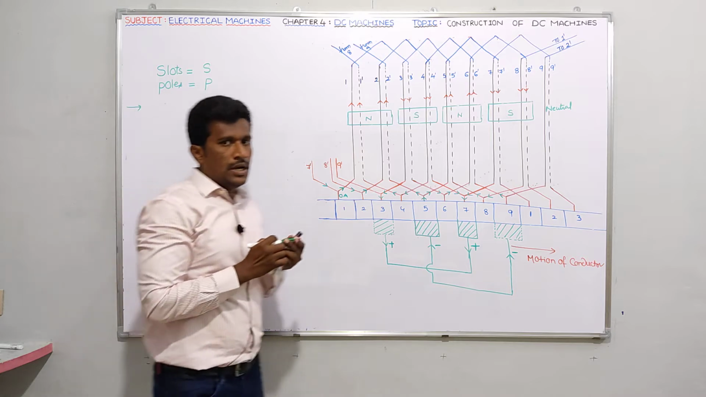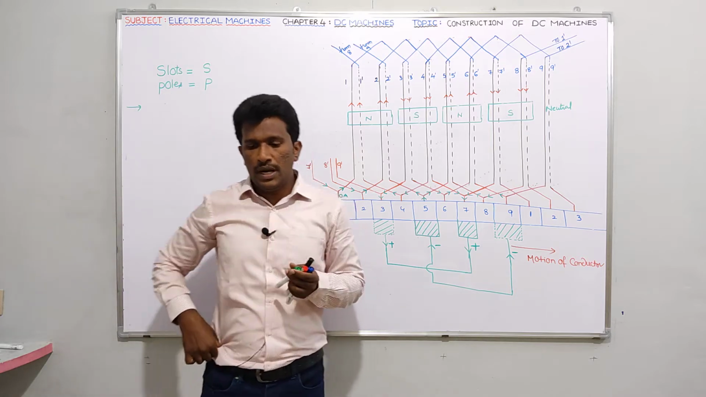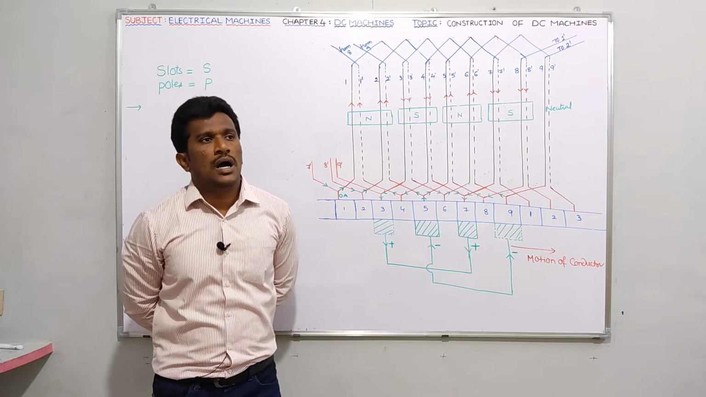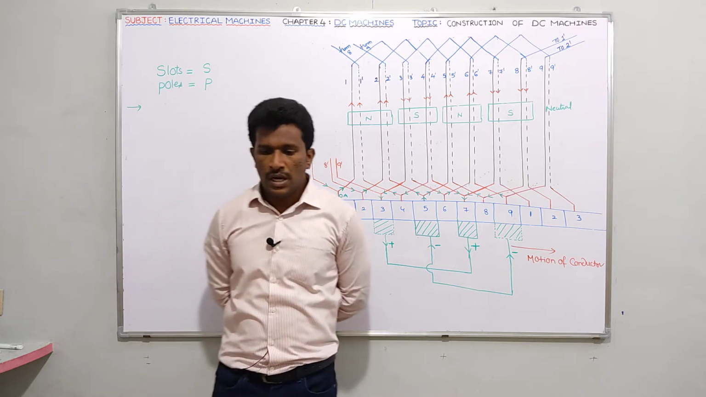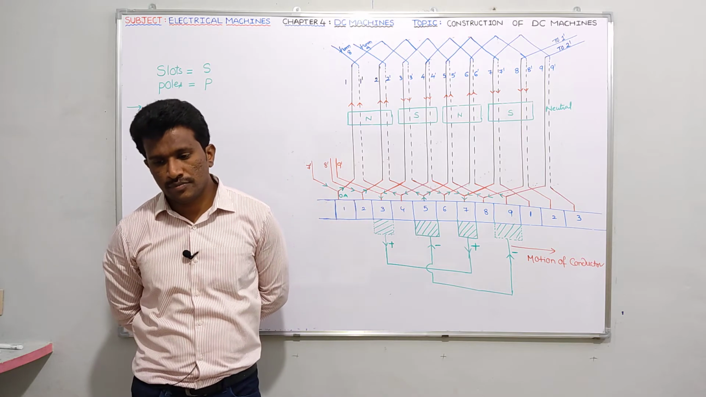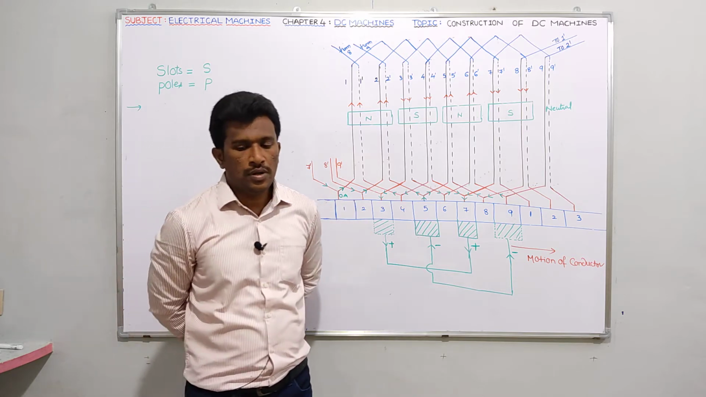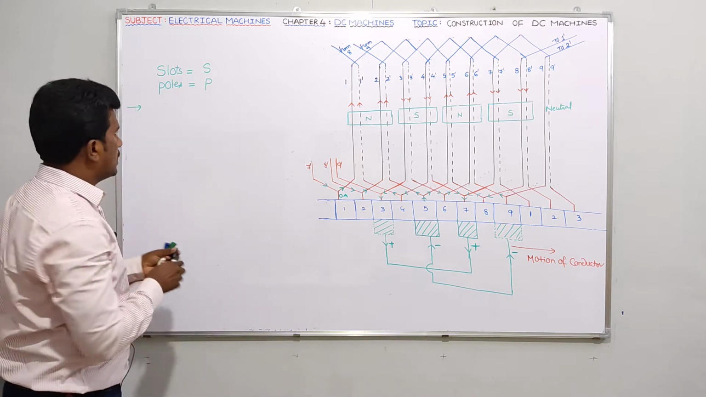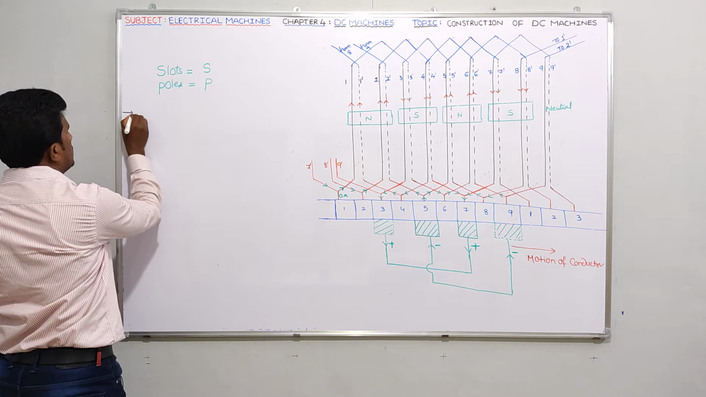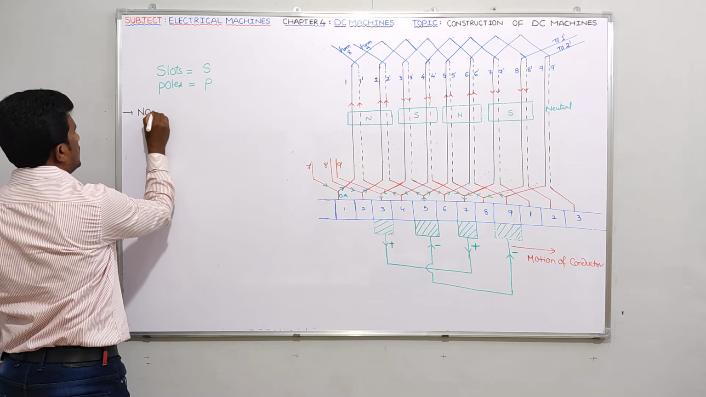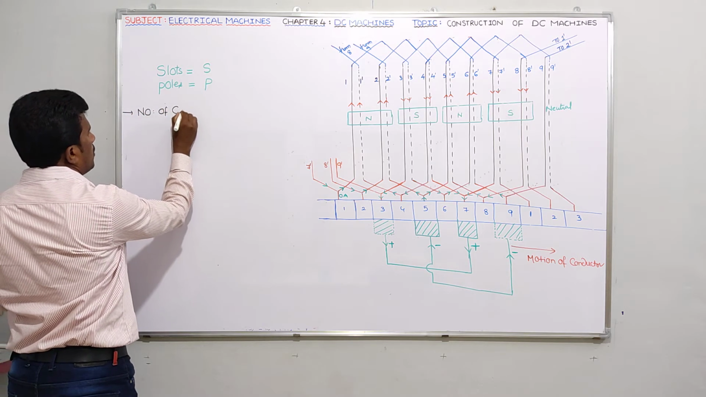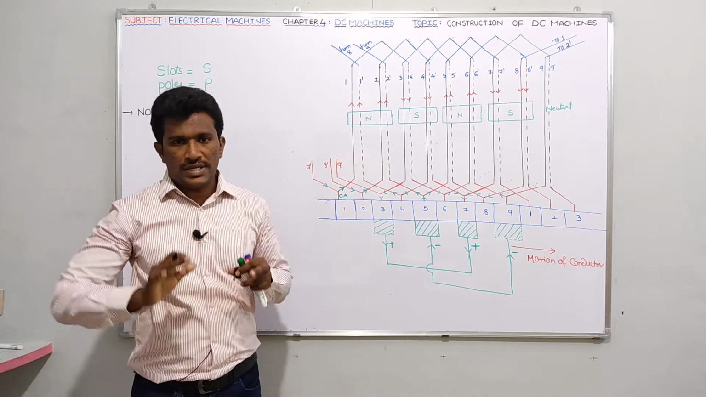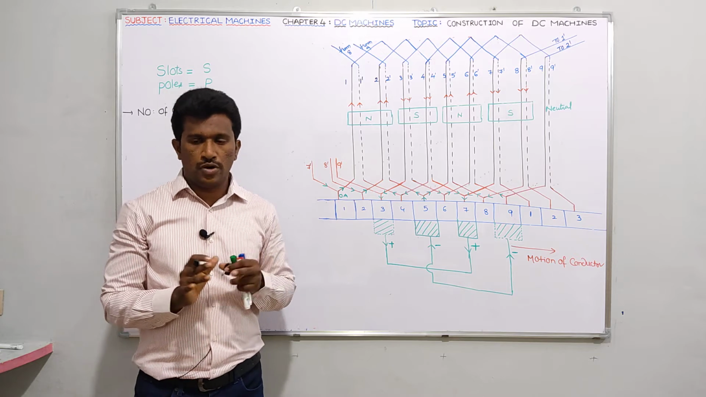One brush will be under the north pole, another brush will be under the south pole. Just try to remember that as a note. Now let me complete the statements. I am asking some questions here, please try to answer. I am giving 4 points like that, please try to note down those 4 points.